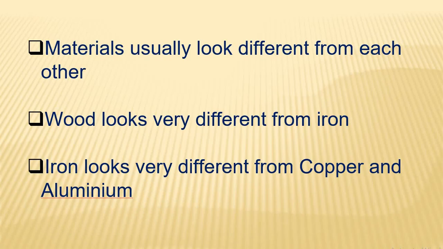So what do we learn? Materials usually look different from each other. For example, wood looks very different from iron.